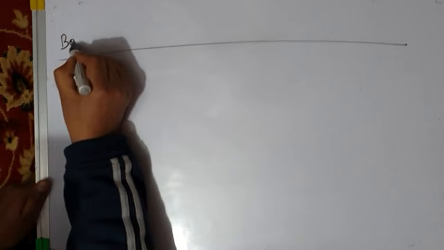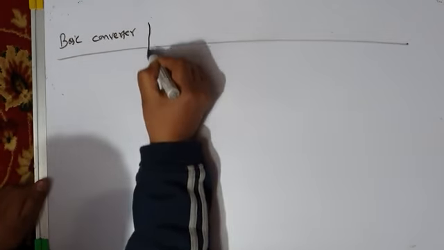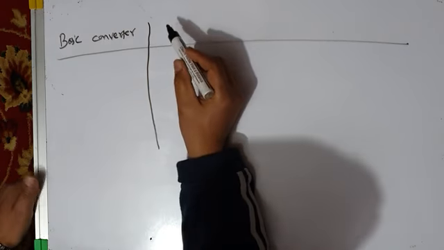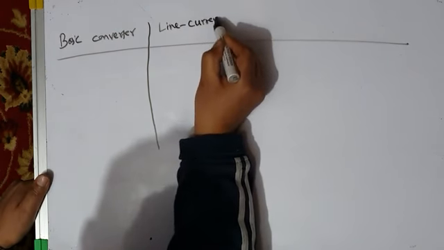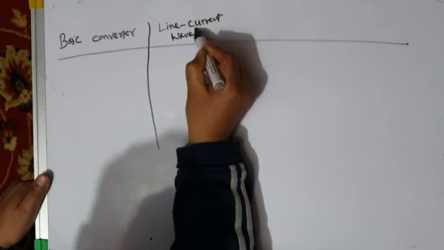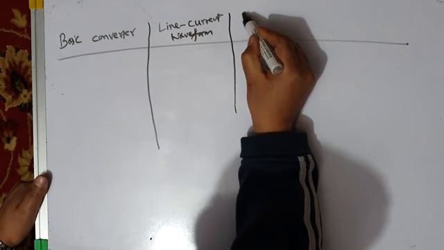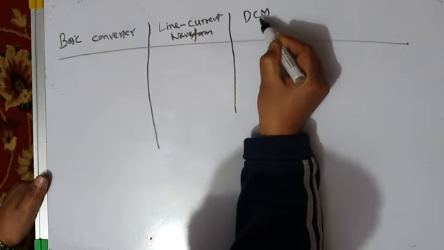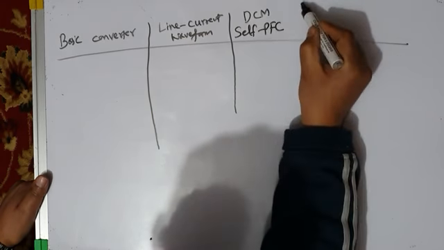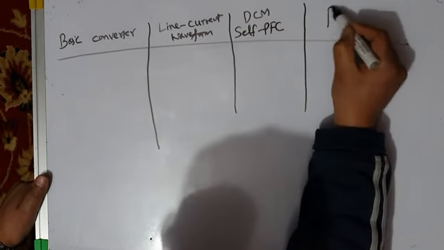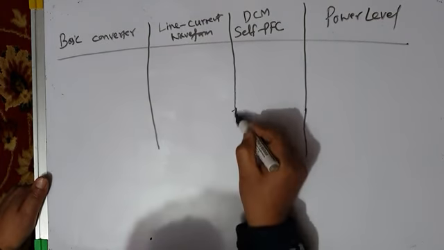First of all, I will write basic converter which is used in these AC to DC improved power quality converters. उनकी line current waveform भी हम draw करेंगे. Line current waveform. Second column. Third is discontinuous conduction mode self PFC property, self power factor correction property. And fourth is power level. आप कितने power levels तक कौन सा converter use कर सकते हो.